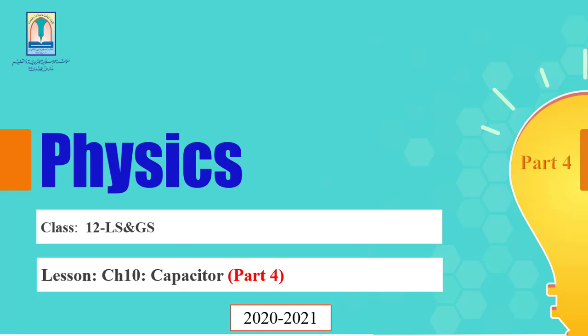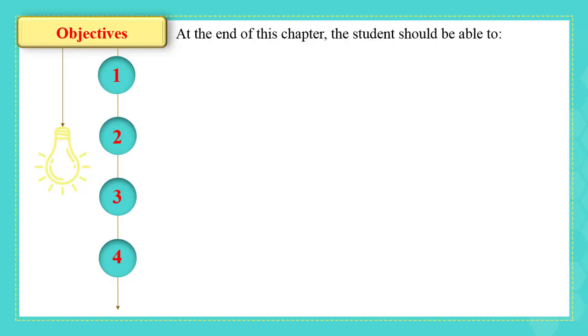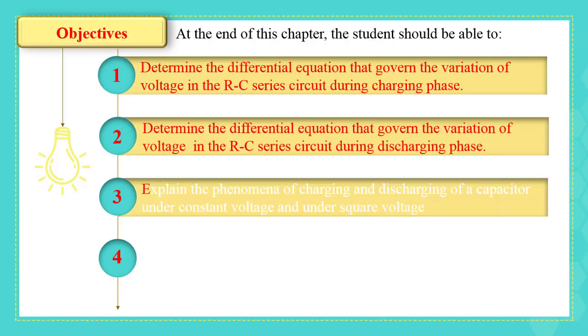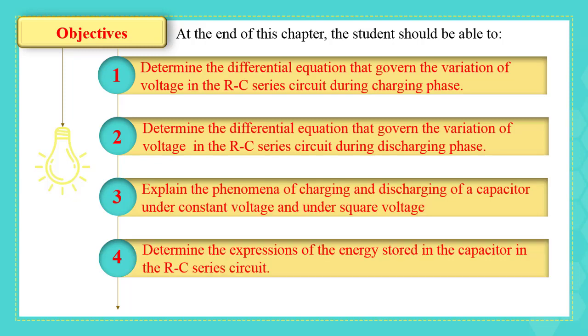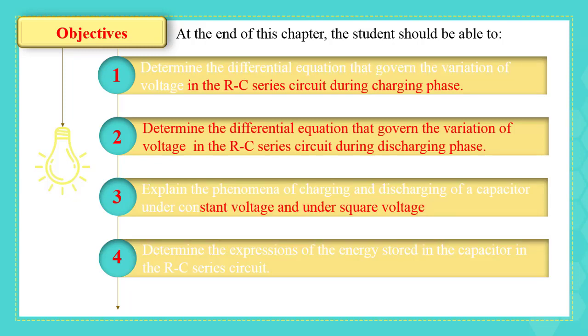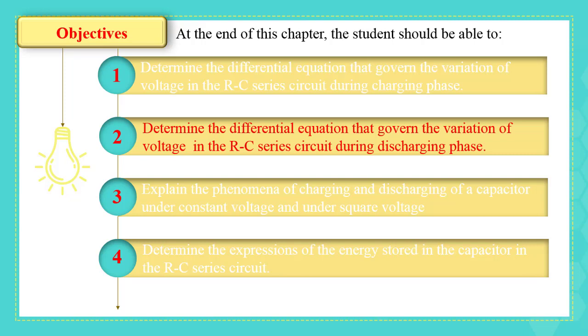This is the fourth video of part 1 of chapter 10, Alternating Sinusoidal Current. At the end of this video, you should be able to determine the differential equation that governs the variation of voltage in the RC series circuit during the discharging phase. First, let's remember some of the concepts from the previous part.